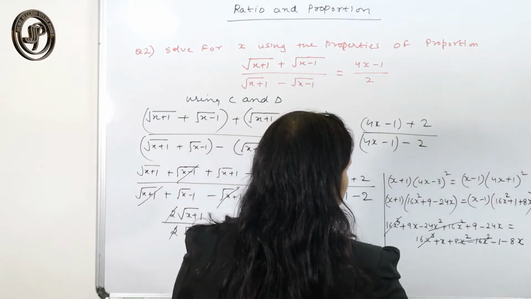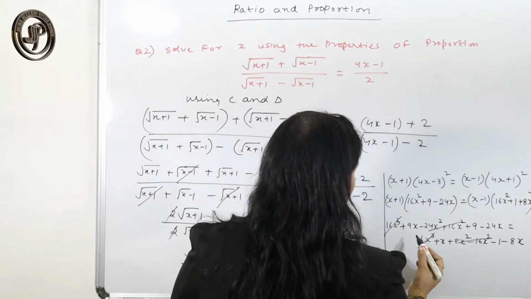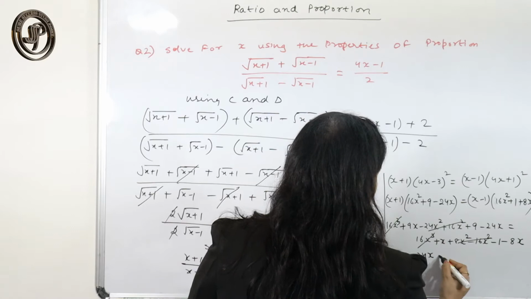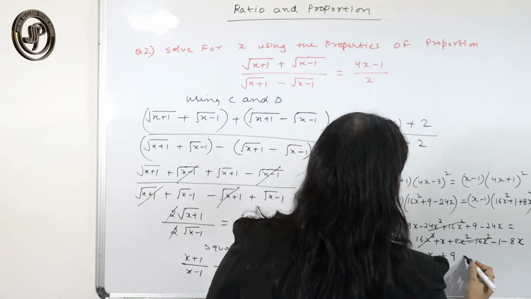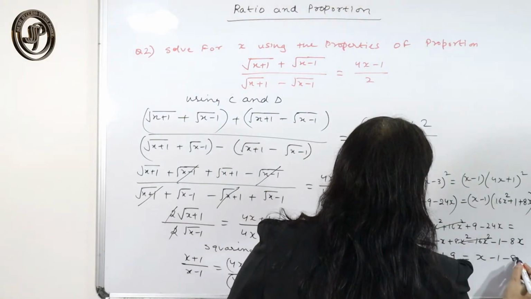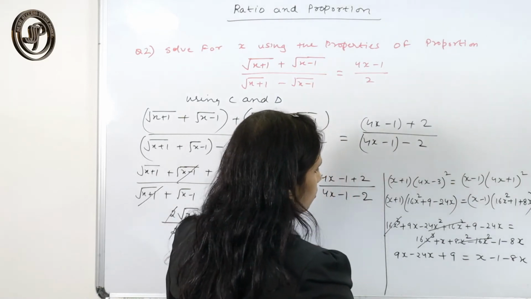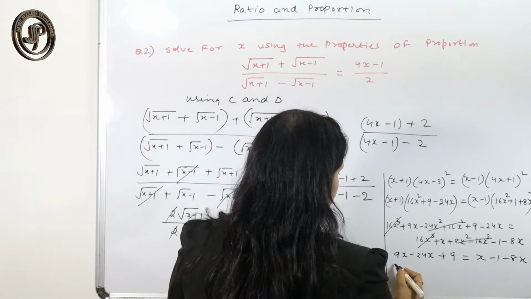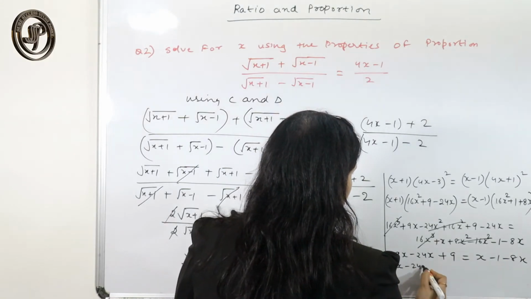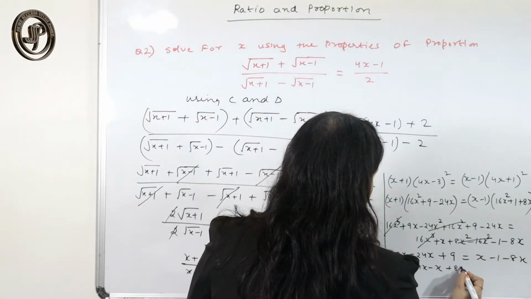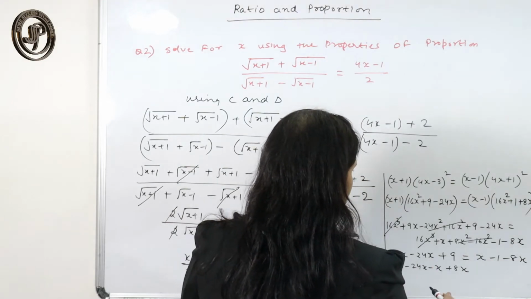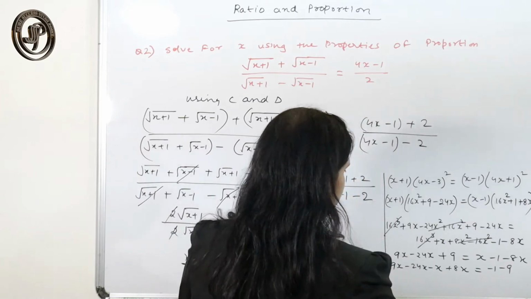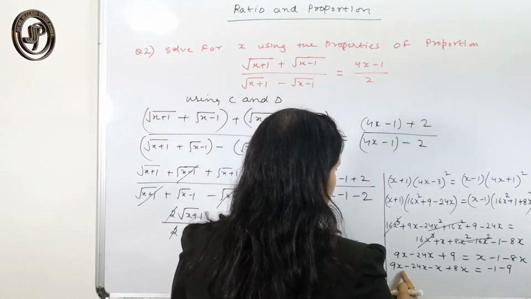So after that you are only left with how much? 9x minus 24x plus 9 is equal to x minus 1 minus 8x. Now just simplify after taking these two on that side. Minus 24 minus x plus 8x is equal to minus 1 minus 9. So how much do you get?